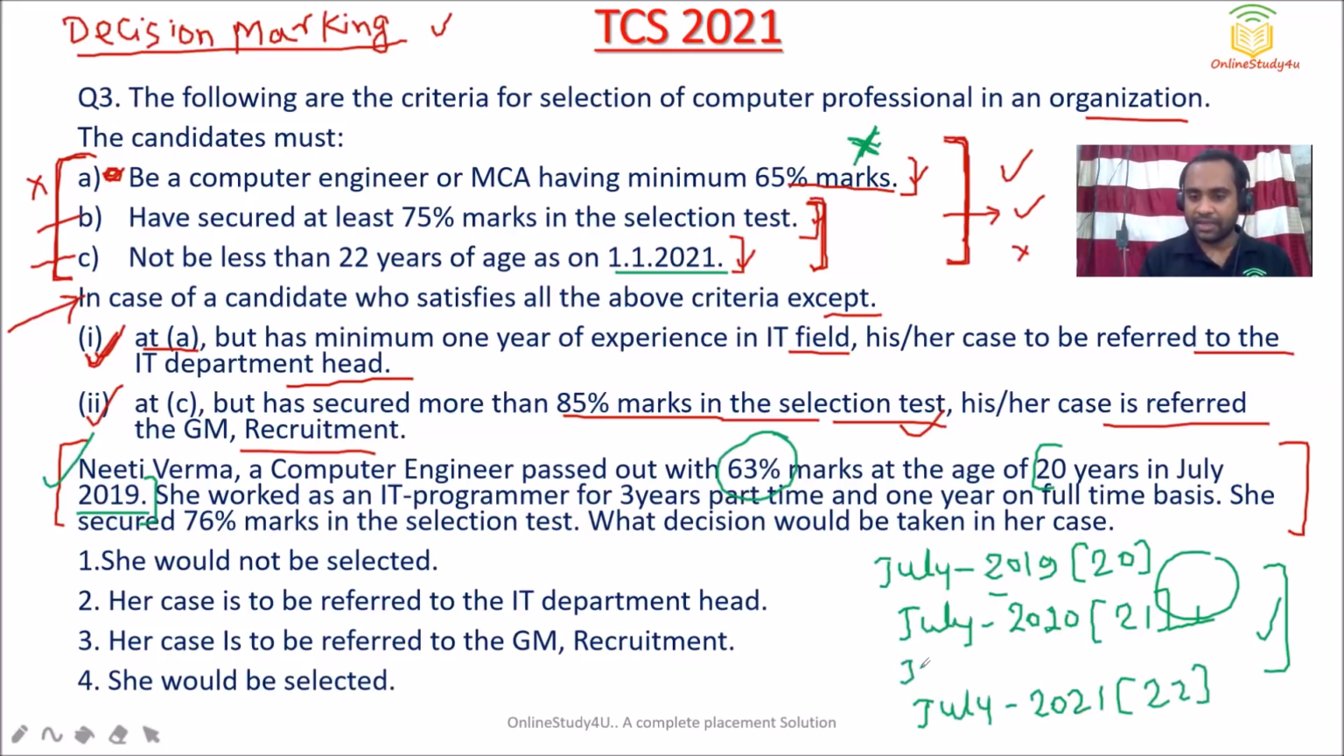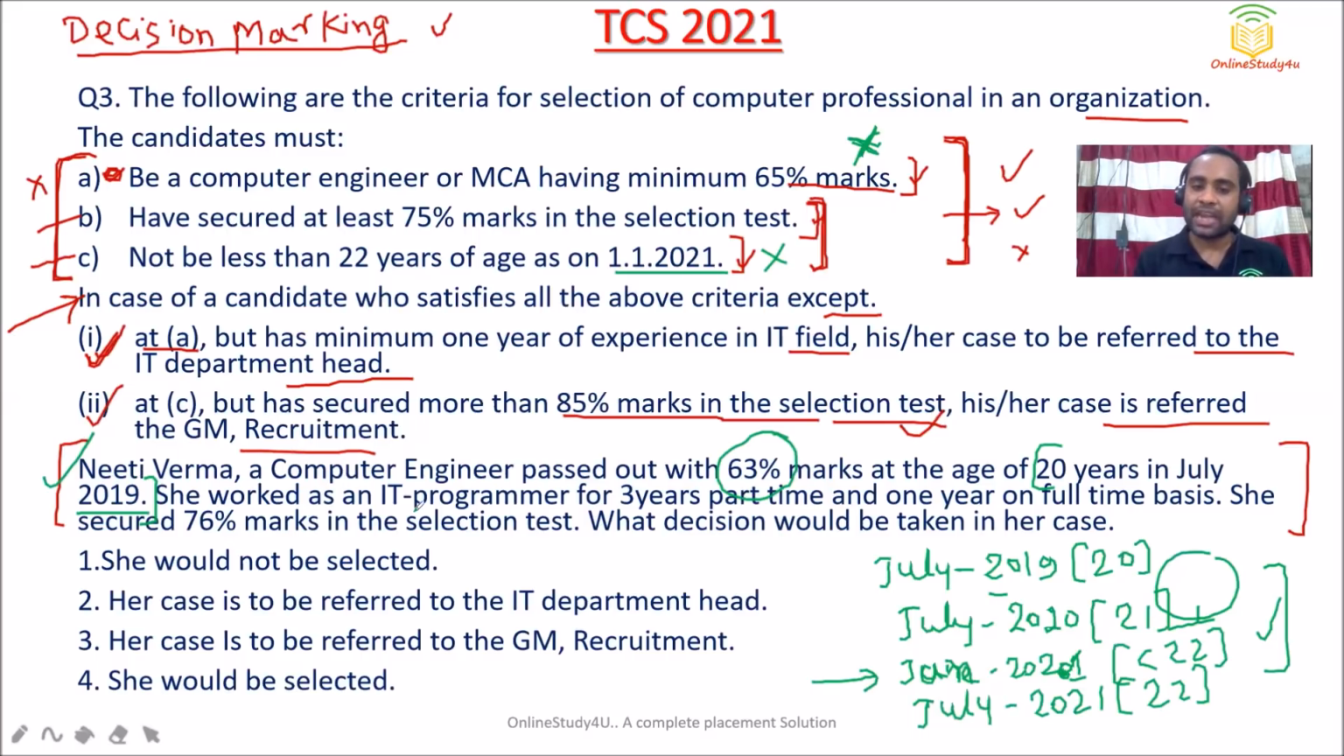That means in June 2020, in January 2021, her age will be less than 22. So her age will be less than 22. And what has been said here? Not be less than 22 years of age on 1/1/2021. So she does not fulfill two criteria.